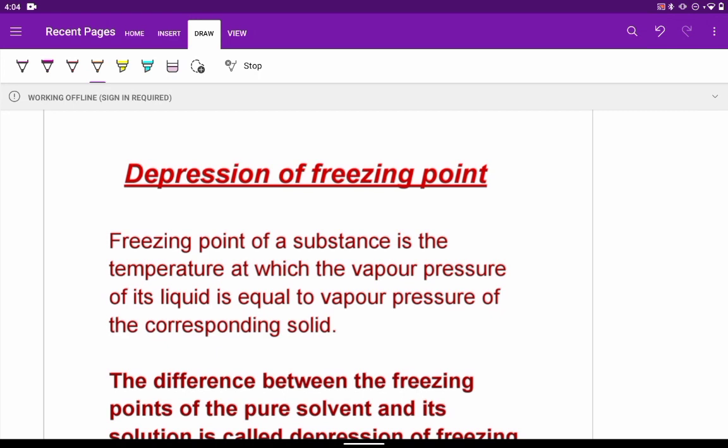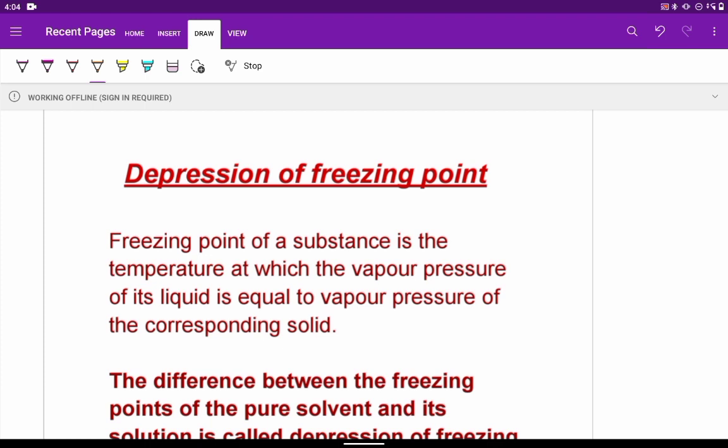Today we will deal with a new property, depression of freezing point. Before we go to this topic, let us see what the freezing point is. The freezing point can be termed as the temperature of a liquid at which it changes its state from liquid to solid at atmospheric pressure. So if the liquid is changing its state to solid and atmospheric pressure is maintained, then that temperature is the freezing point.